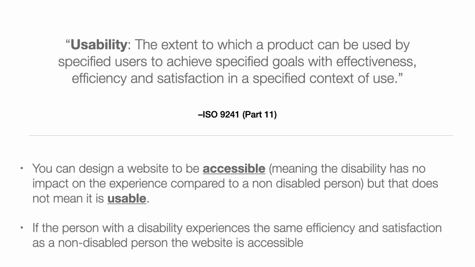If a website is accessible, so someone who's disabled can use it, it does not mean it's usable. If the person with disability experiences the same efficiency and satisfaction as a non-disabled person, then the website is accessible. So, accessibility, very important, but just being accessible isn't enough. Just being usable isn't enough. You need to have both.